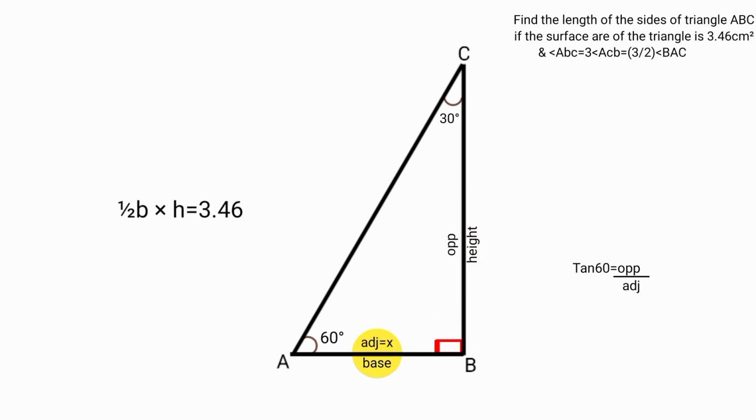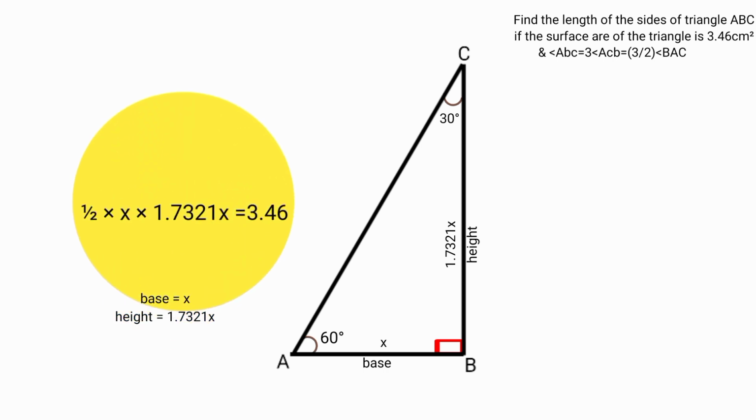Let adjacent equal x, that is base equals x. So now tan 60 degrees equals opposite over x. Tan 60 degrees is the same as tan 60 degrees over 1. So tan 60 degrees over 1 equals opposite over x. Cross multiplying, 1 times opposite equals tan 60 degrees times x. 1 times opposite is opposite. Tan 60 degrees is 1.7321. So 1.7321 times x is 1.7321x. So opposite equals 1.7321x. So that means if this is x, this must be equal to 1.7321x. Now height equals 1.7321x.